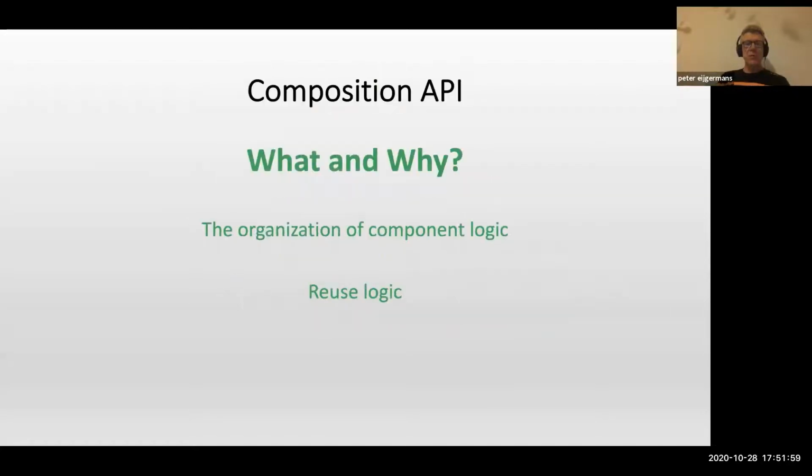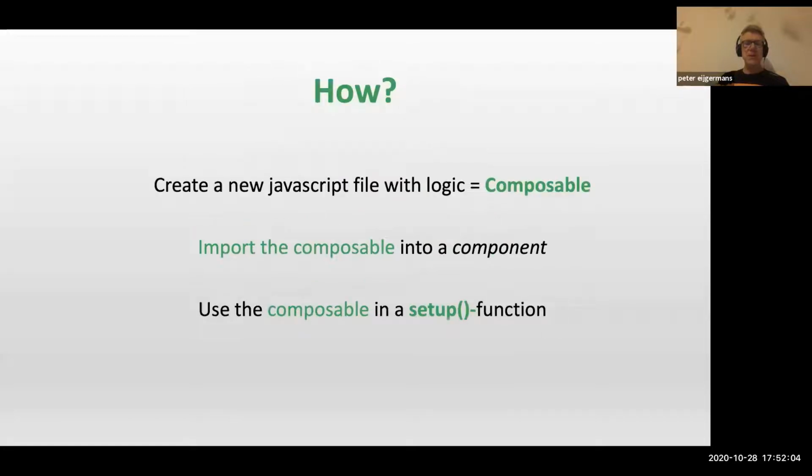How do you implement such a composition API? You have to create a new JavaScript file with some logic you want to reuse in a lot of components. I show you an example. When you create this JavaScript file, we call this a composable, and you can import this composable into components, and you can use this composable in your setup function. This is all new in Vue 3.